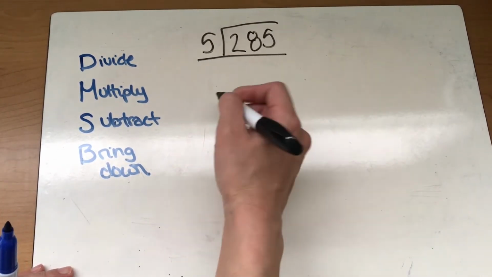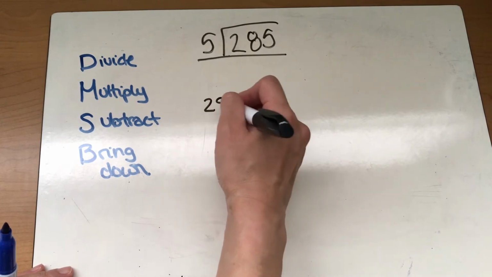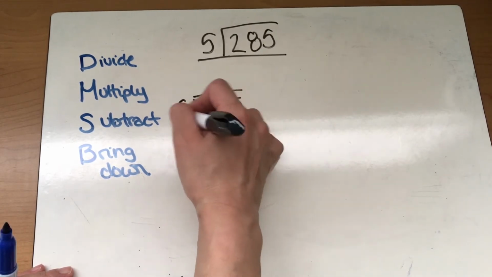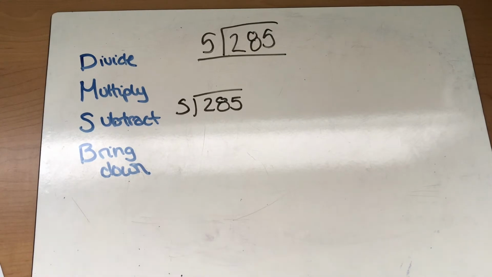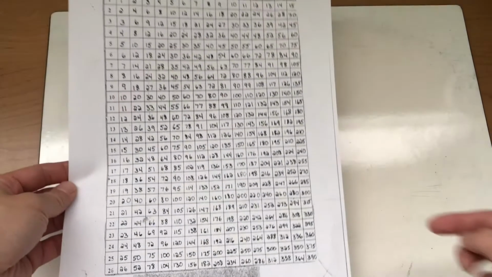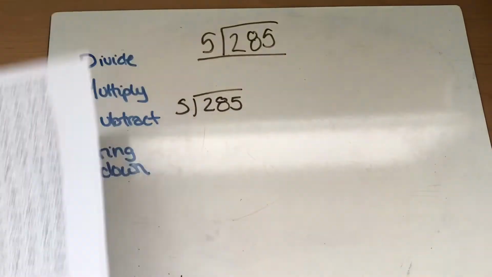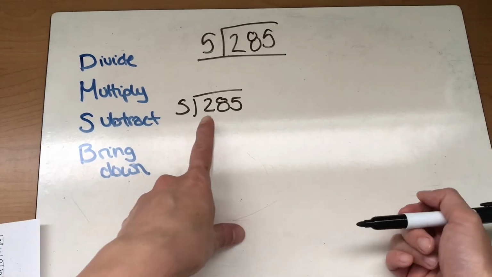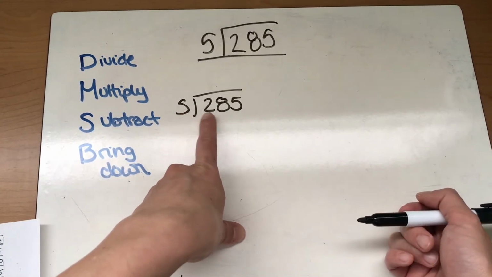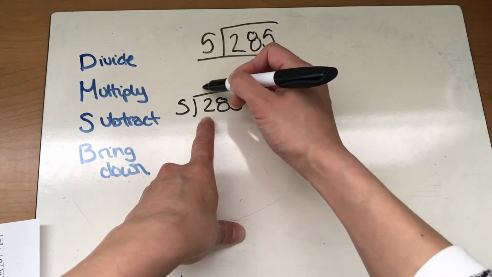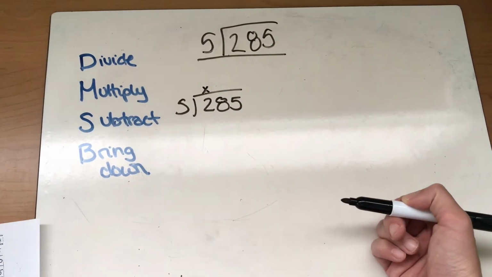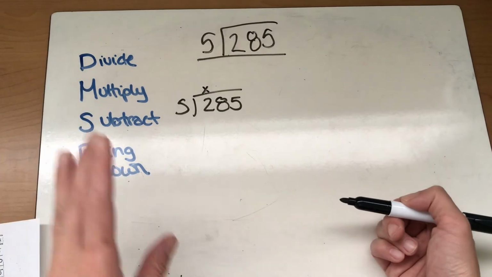So in our traditional method, we have 285 divided by 5. Now, if your students are anything like mine, they might not know their division facts or their multiplication facts, so I will usually give them this actual multiplication chart to use. When I first tell my students, okay, first we're going to divide, how many 5s go into 2? Oh, none, because 5 can't go into 2. So I'll have them put a little X there just to cover it up.